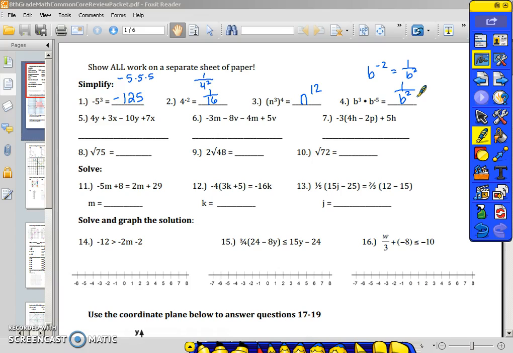Number 5, combine like terms. 4 and -10y is -6y. 3x and 7x is positive 10x.